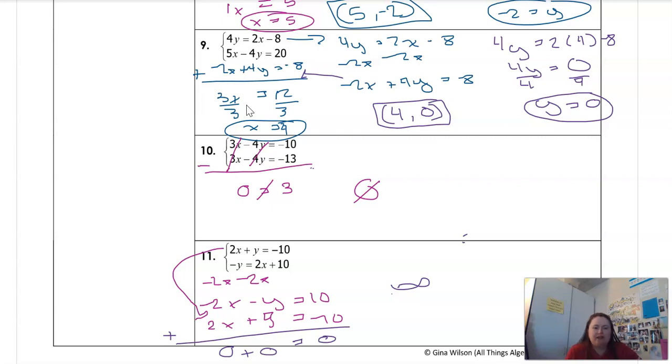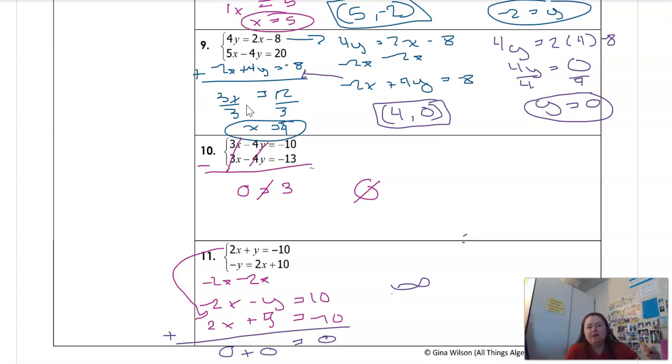Found that x is 4, and then when I put 4 in for x, I got 0 for y. So my answer is 4, 0. You can get a 0 as an answer. And then I just check that to make sure. 0 equals 8 minus 8 is 0. 5 times 4 is 20, minus 0 is 20.